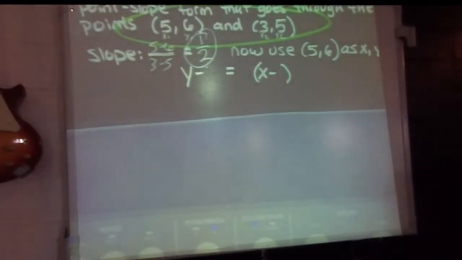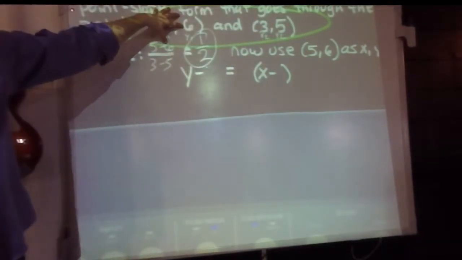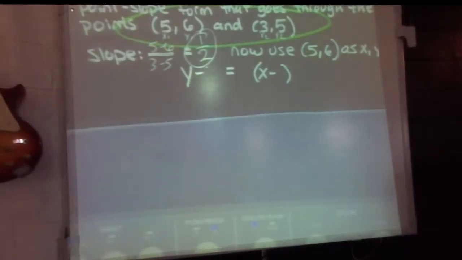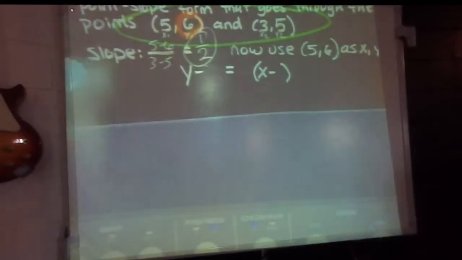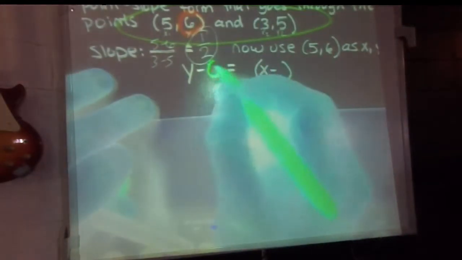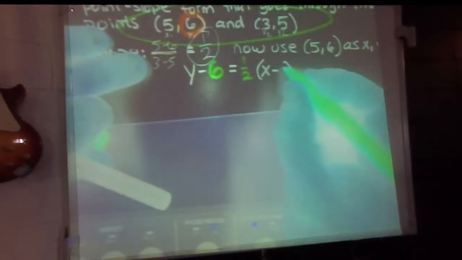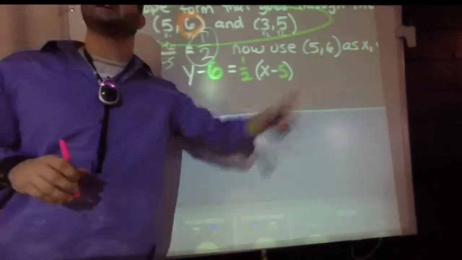Okay, once you have the slope, we've already labeled our points x1, y1, x2, y2. So just use this as your x1, y1, and let's go y minus y1 equals m x minus x1. So my y minus y1 becomes y minus what? What's my y1? 6. So y minus y1 is now y minus 6. Y minus 6 equals 1/2 x minus 5. Now for this problem, we're going to call that done. We got it in y minus y1 equals m x minus x1.